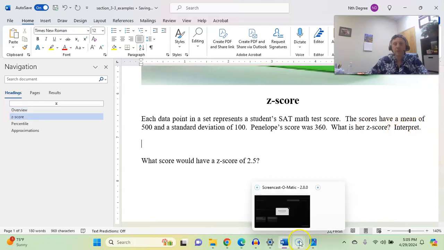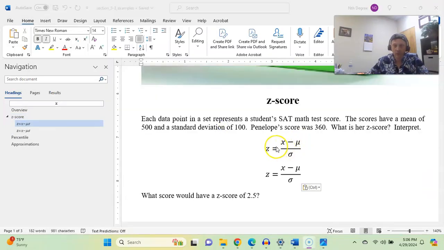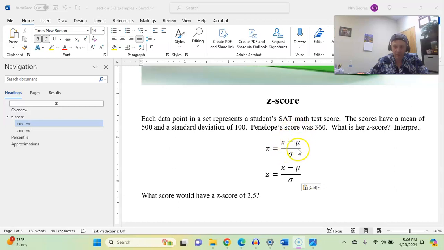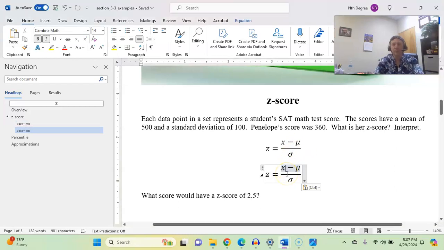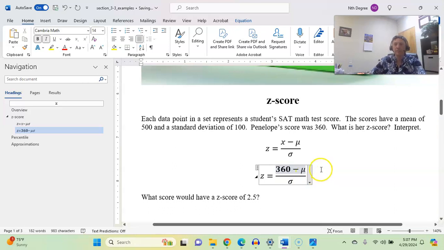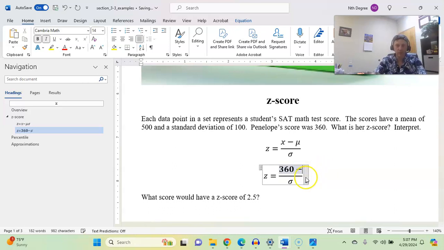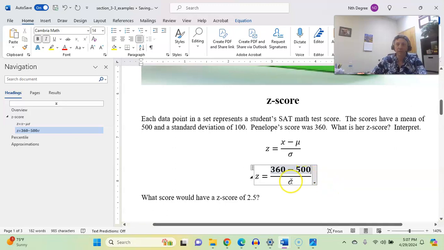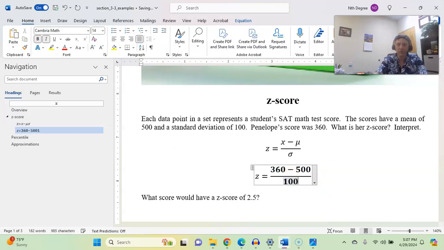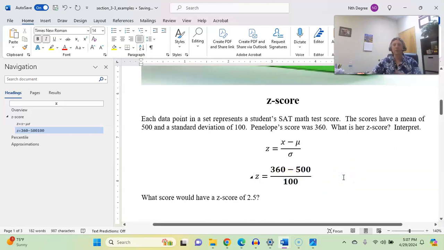Okay, so let's go back to that formula. Here's the basic z-score formula again, x minus mu over sigma. And we must always remember what each individual symbol means. So this means Penelope's score minus the average score divided by the standard deviation. In this example, it's given to us that Penelope's score was 360, as compared to the mean, which is 500, with a standard deviation of 100. So we can just plug those numbers right in there.